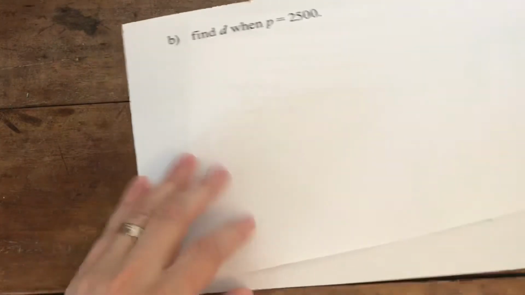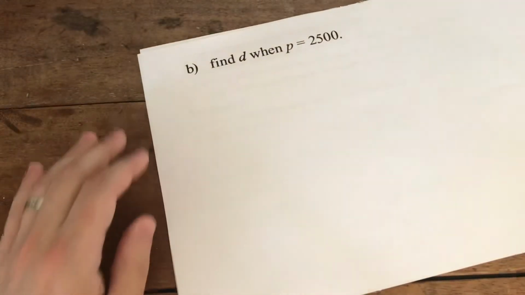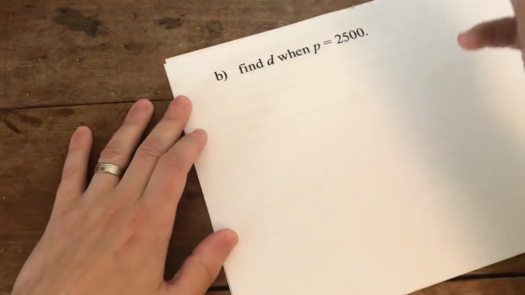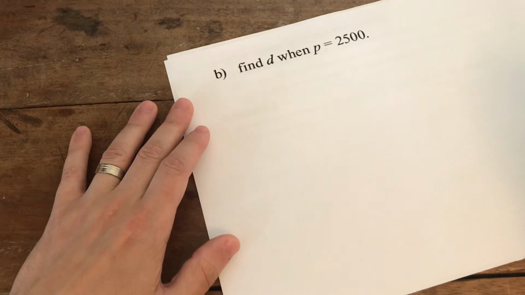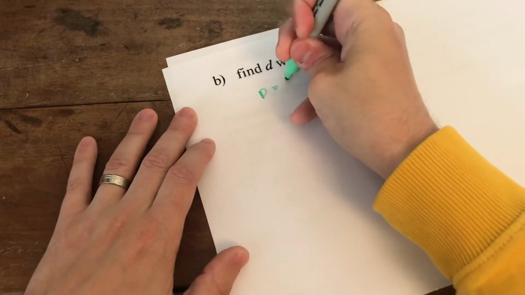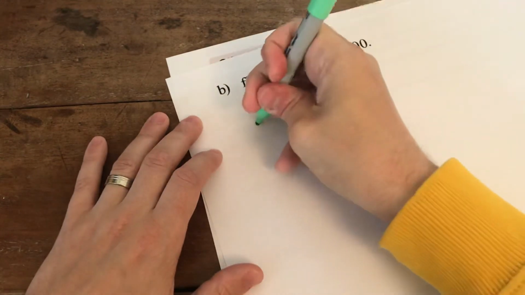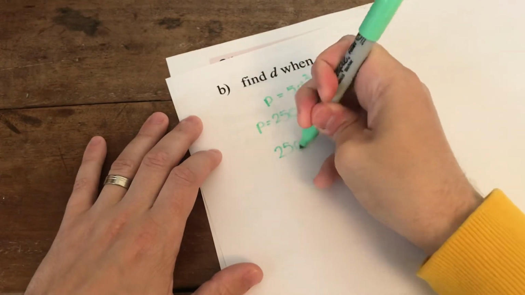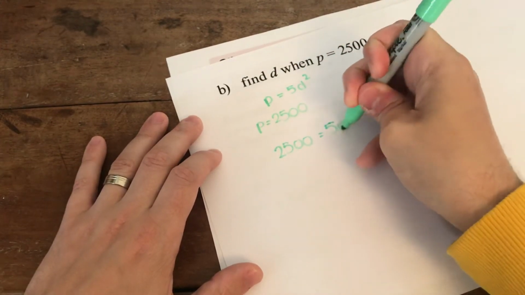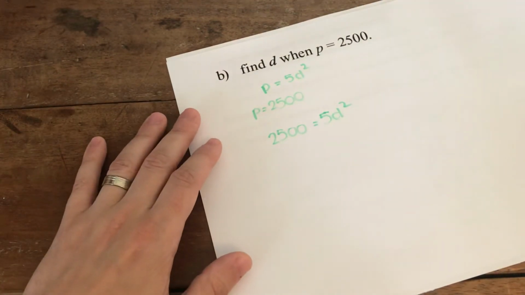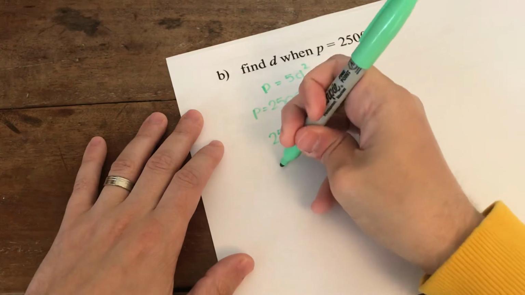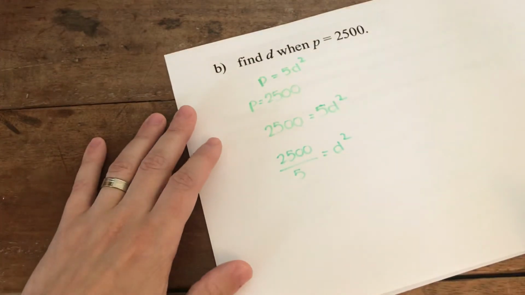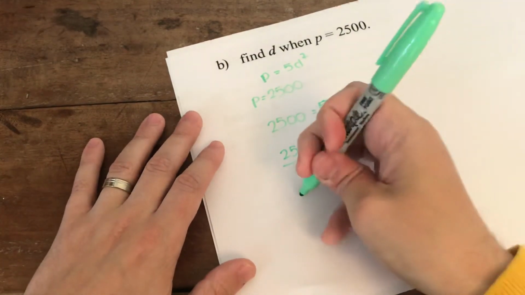Now, we're then asked to work out d when p equals 2,500. Now this does make things a little bit more complicated. Again, we start off with our formula, which is p equals 5d squared. And we're told that p equals 2,500, so 2,500 equals 5d squared. We then divide through by 5, so 2,500 over 5 equals d squared. When we divide through by 5, that gives us 500, which is d squared.